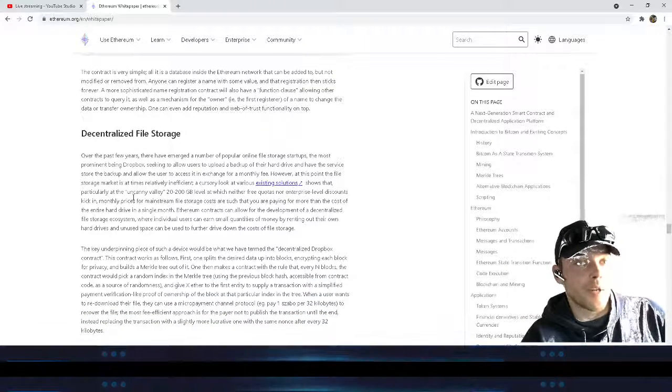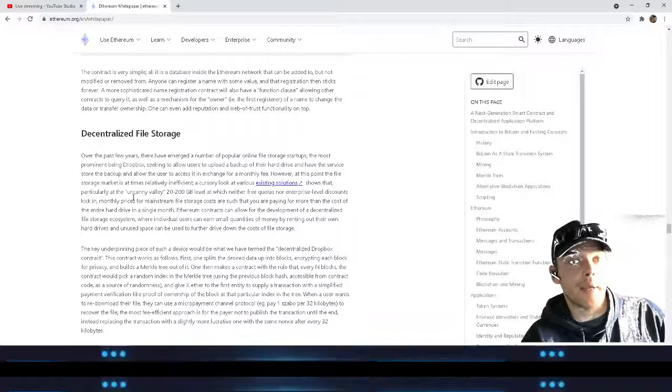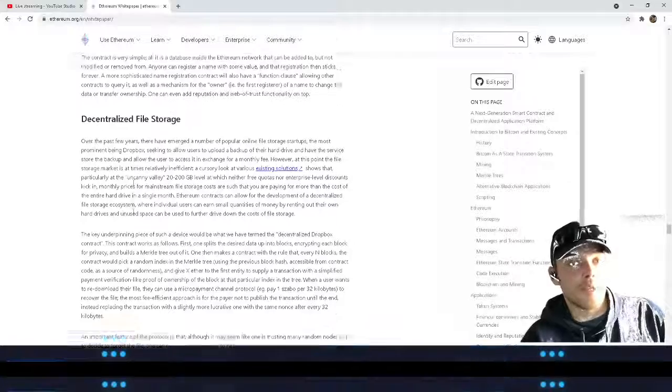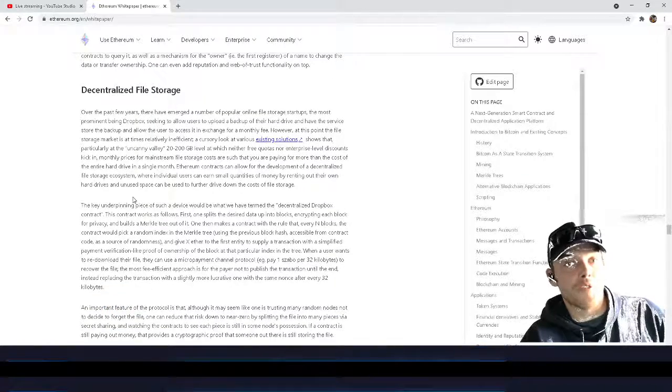A more sophisticated name registration contract will also have a function clause allowing other contracts to query it, as well as a mechanism for the owner, or the first registrant of a name, to change the data or transfer ownership. One can even add reputation and web of trust functionality on top.